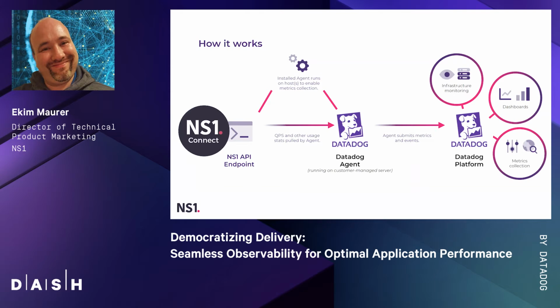How does it work? We have our API endpoints. This is something that NS1 is very clear about: we build everything based on APIs. Our API endpoints are queried by the agents from Datadog. They run on a customer-managed server, and the agent collects the API query results and reports other information like QPS and usage statistics using the metrics connections. All of that data is correlated, brought together, and submitted as metrics and events to the Datadog platform, where you have infrastructure monitoring, your dashboards, and your metrics collection, as you know.